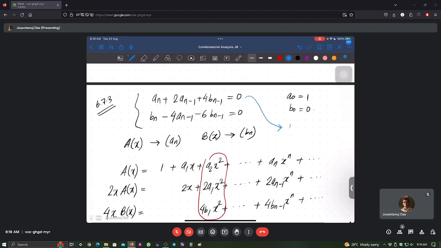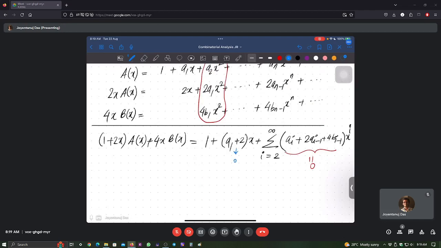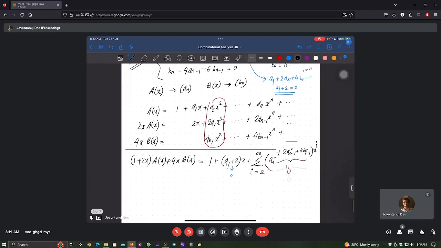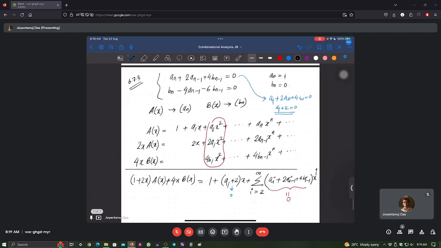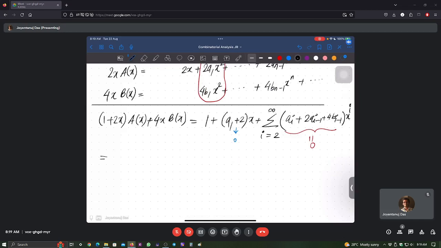So from here, a1 plus 2 a0 plus 4b0 is 0. So a1 plus 2 is also 0. So that's why this term will also vanish. Fine. So this whole thing is 1. Right. So what we have is equal to 1. So one thing we got.